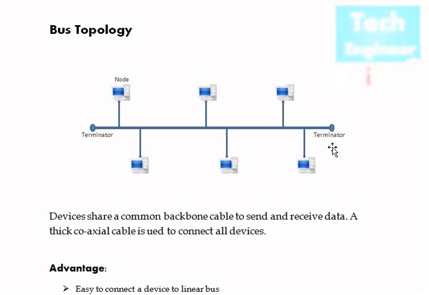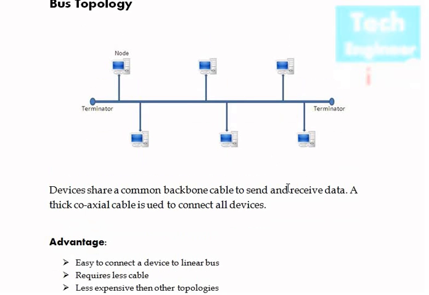That's the reason the terminator was created: a 50 ohm resistor to absorb the packet if not used. A device actually shares a common backbone cable to send and receive data. So that's the reason. I mean, it sends and receives data on the same cable, and then it might create a problem. The thick coaxial cable is used to connect all devices. So this is the cabling type.